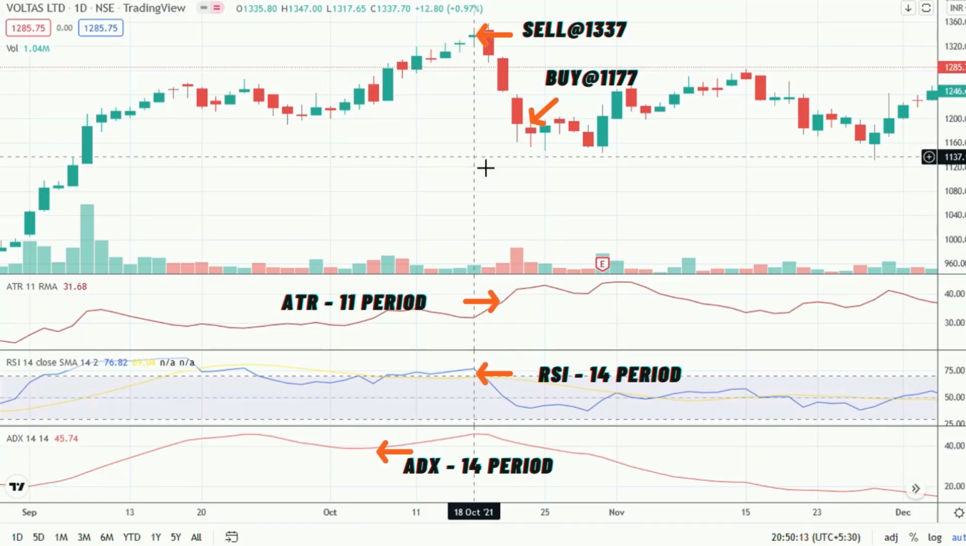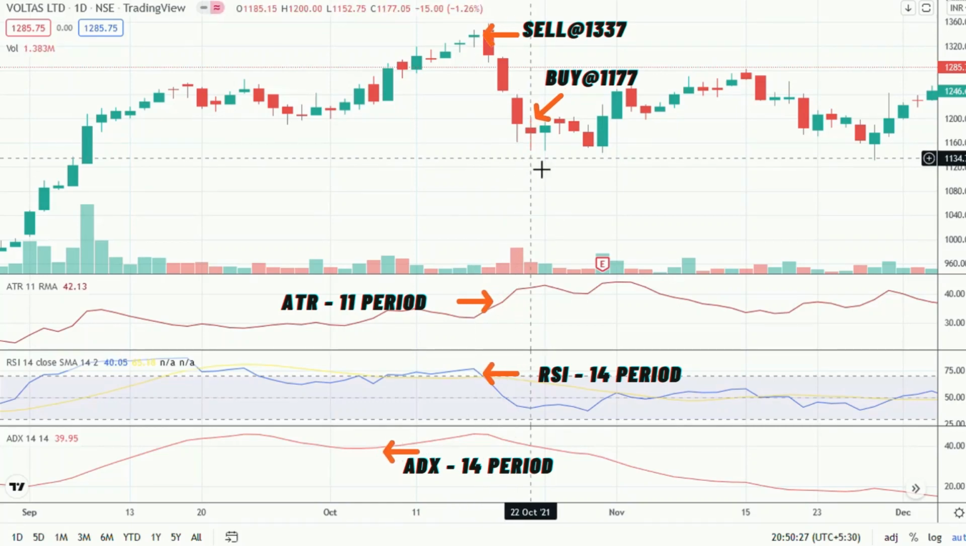So take a look at the top. The closing price was 1337.70. So we get to short around that price. So this becomes our day 1. Here is day 2, day 3, day 4, and day 5 is the 22nd of October, when we will square off our position, or in other words, we will buy VOLTAS back.